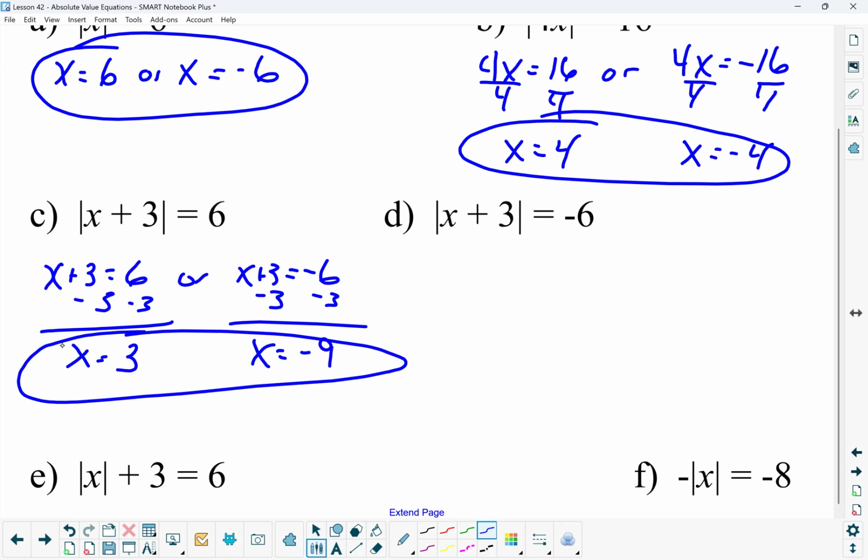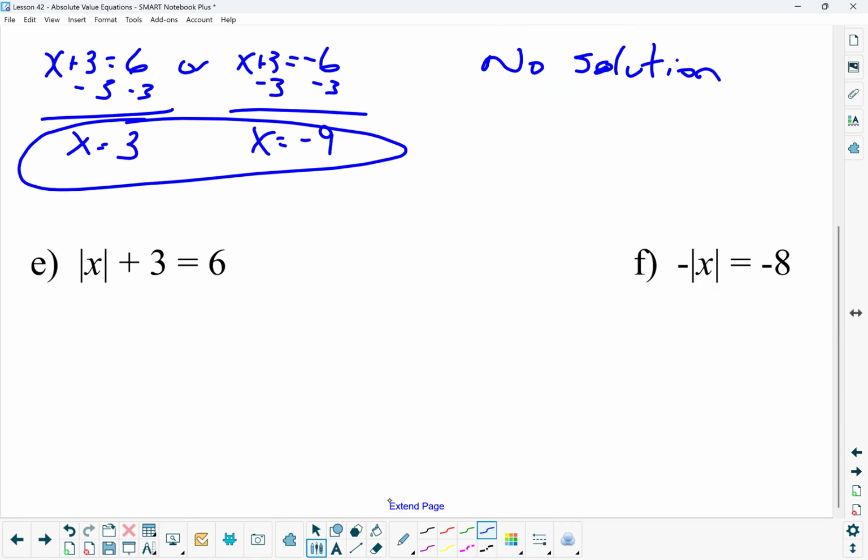The absolute value of x equals negative 6. Well, one thing that we know, when we take the absolute value, our answer is never negative. So if we have an absolute value equal something negative, this is automatically a no solution. But you need to get that absolute value by itself first before you can call it a no solution.